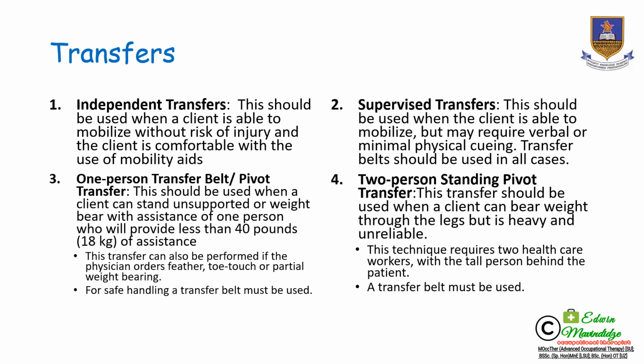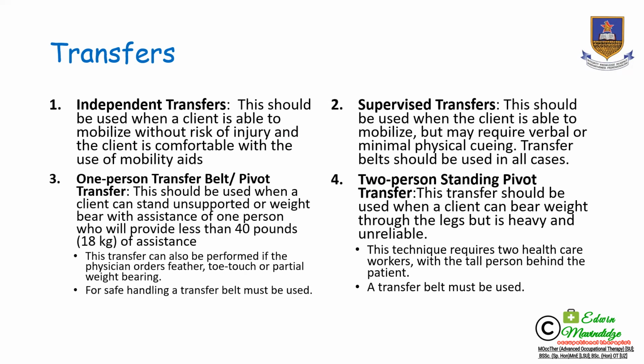The first one is what we call an independent transfer. That's when the individual, on their own accord, mobilizes themselves. Oftentimes, these are individuals who are quite functional, and they should be able to do this without any discomfort on their part, and without any risk of injury. They can do it even utilizing various mobility aids, and that is an independent transfer.